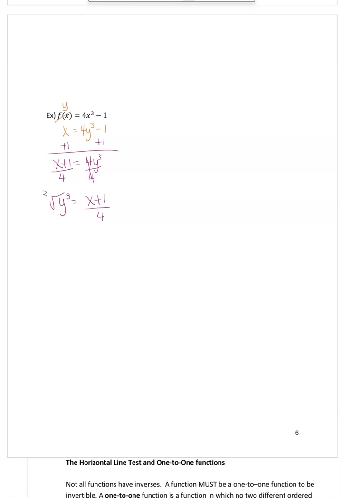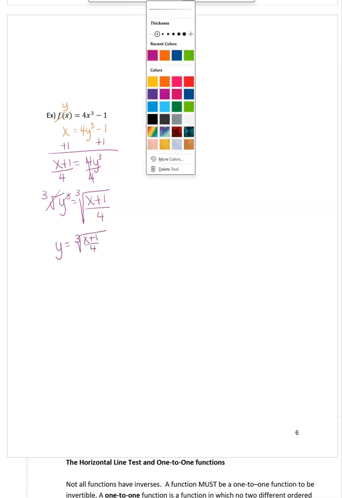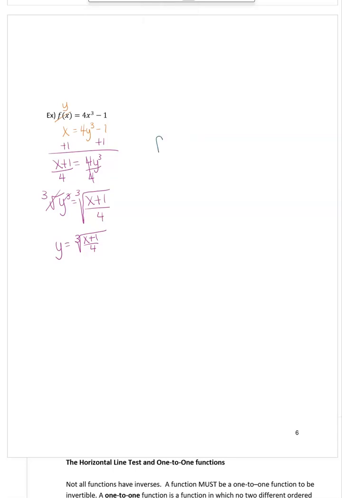Now I have to take the cubed root of this, and this is going to be a big cubed root. This 3 and this cancel, so that's going to be y equals the cubed root of x plus 1 over 4. And then our last step, I know that's always blue, so this is going to be f inverse of x equals the cubed root of x plus 1 over 4.